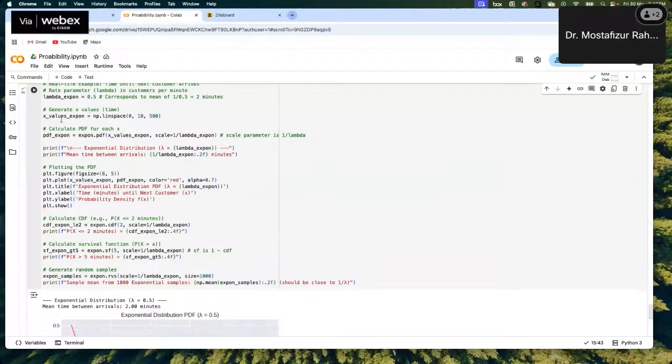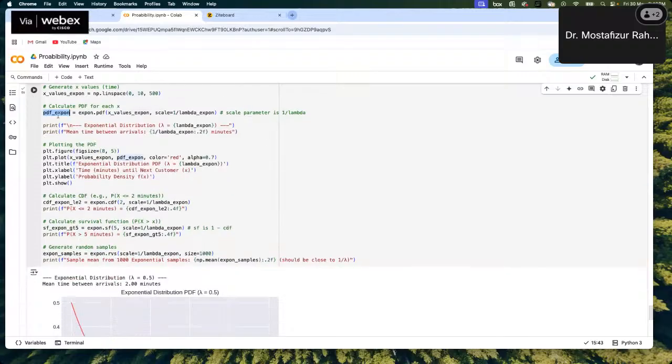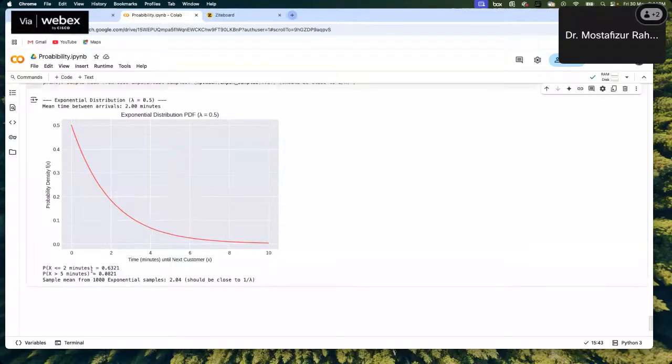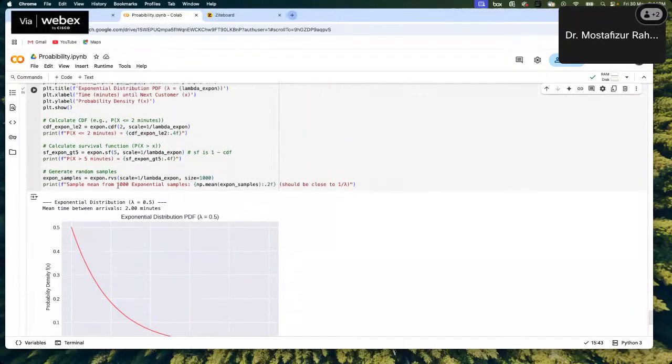And you calculate certain x values. This is just np.linspace spanning 0 to 500 with increment 10. These are some points, and we calculate the PDF using the function expon.pdf, and we just plot it. So what we get is some function like this. This is the exponential function. The probability of x less than or equal to 2 minutes is 0.6321, and more than 5 minutes is 0.821. The sample mean from 1000 exponential samples is 2.04. So these are the various calculations you can get for 1000 such sample points, for the mean, variance, and other things. Okay.